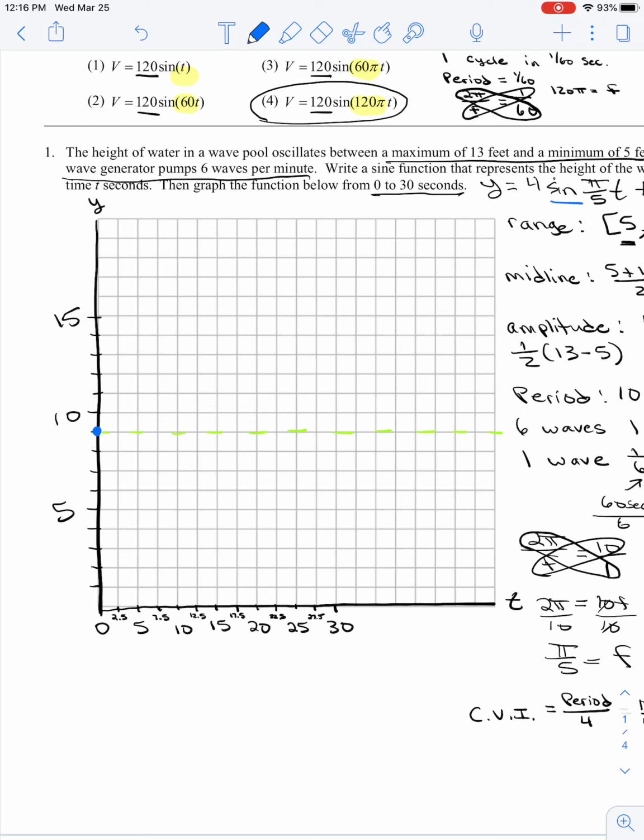Then I want to think about the general shape of sine. So if I thought about sine, I'm just going to draw myself a quick sketch. If I were to graph the sine function, it starts at the midline, goes to the max, goes to the midline, min, midline. That's what a sine curve would look like with a positive leading coefficient. So my coefficient here is a positive 4 because I wrote my equation with a positive amplitude.